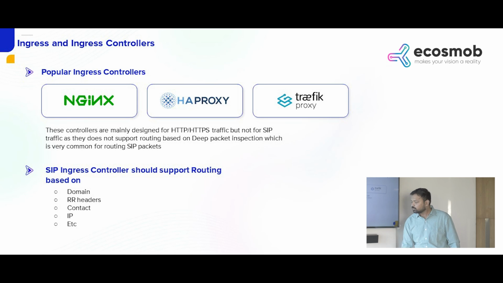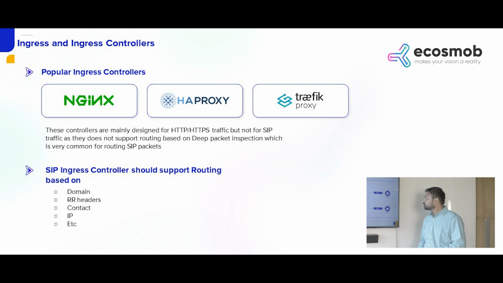Some of the popular Ingress controllers that you can see are Nginx, which I just demonstrated, HAProxy and Traefik. These are the most popular ones. And like I mentioned, all of these are suitable for HTTP and HTTPS traffic, and they are not suitable for RTC, especially SIP based applications. And I just mentioned some of the headers which we usually use in order to route the traffic or make the routing decisions.